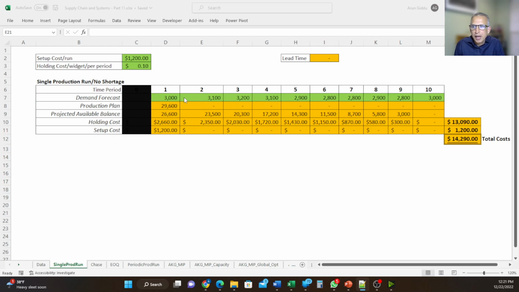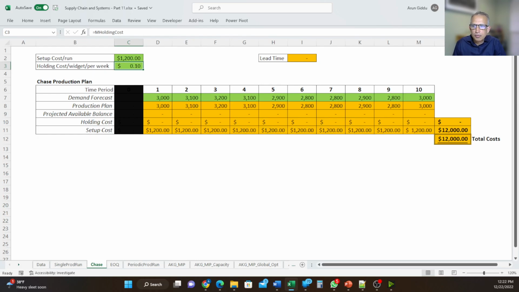And number three, our setup cost to have production is 1,200 and it takes 10 cents to hold a widget for a week. Now, if we make all 29,600 units at the beginning of the 10-week period, we will incur setup costs once and holding costs every week for the balance of the inventory. Now, let us see if we can do better with another strategy.